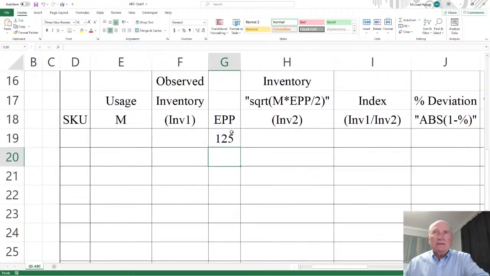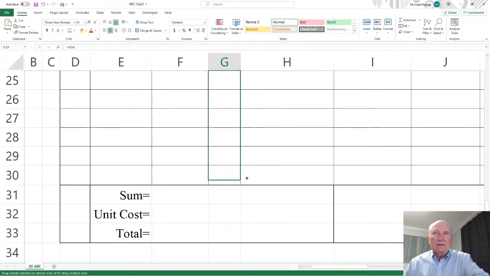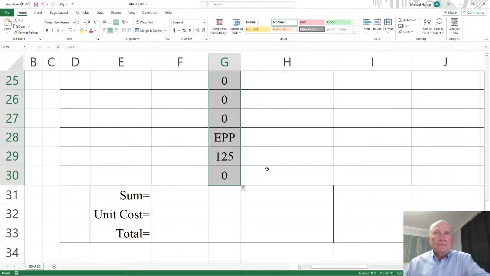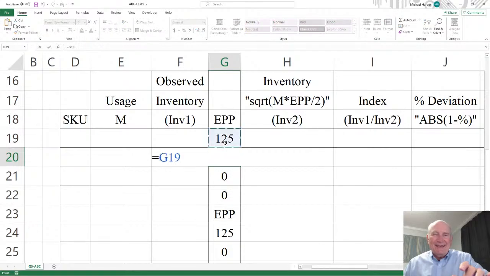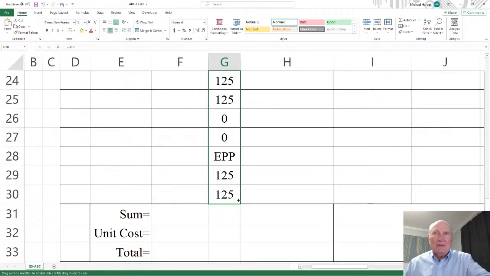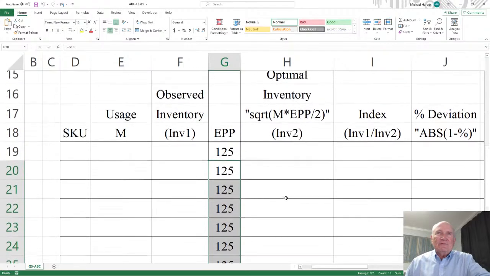So let me bring this down here, equals 125. Let me just copy it in my table, because I'm going to be using this all the way down to here. There we go. Copy this all the way down. That's all 125.